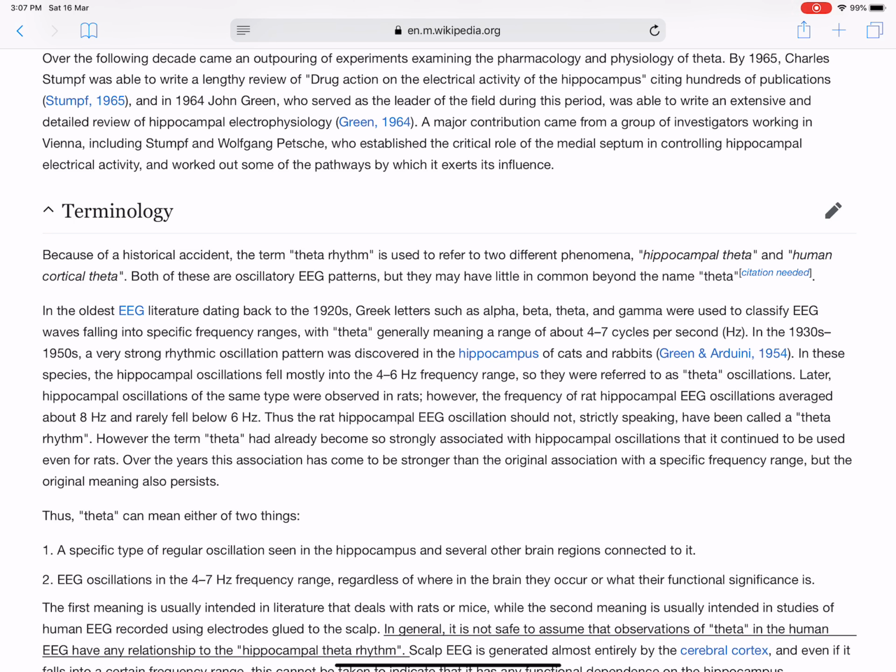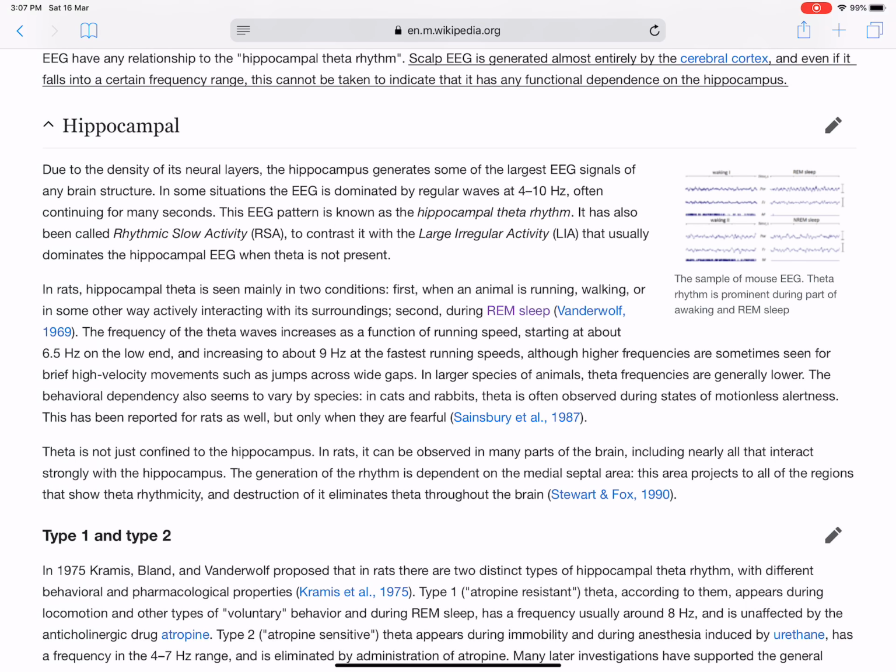In general, it is not safe to assume that observations of theta in the human EEG have any relationship to the hippocampal theta rhythm. Scalp EEG is generated almost entirely by the cerebral cortex, and even if it falls into a certain frequency range, this cannot be taken to indicate that it has any functional dependence on the hippocampus.